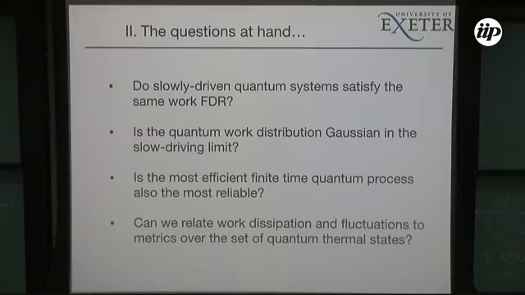So going to the quantum scenario, the questions are, firstly, if we have a slowly driven quantum system, does it satisfy this dissipation relation? Which surprisingly no one's proven before. I don't know why. Second question is, what is the shape of this distribution in the quantum case? Is it Gaussian, just like in the classical case? And do we get the same thing where the most efficient process is also the one with minimal fluctuations? The answer to these will be no, all three of these. And then the final thing is, can we also generalize this notion of thermodynamic geometry to the quantum case? And what changes? So I'll discuss all of this now.